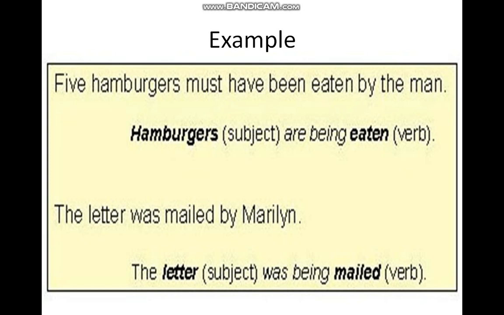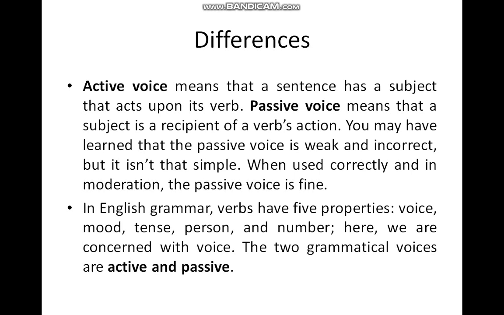The letter was mailed by Marilyn. The letter is the subject here and was being mailed is the verb. Now you can see how the subject and verb relationship has been changed. Differences: active voice means that a sentence has a subject that acts upon its verb. Passive voice means that a subject is a recipient of a verb's action. You may have learned that the passive voice is weak and incorrect, but it is not that simple. When used correctly and in moderation, the passive voice is fine.